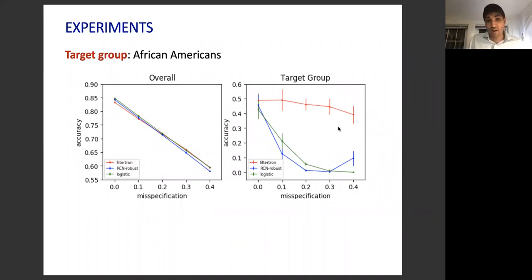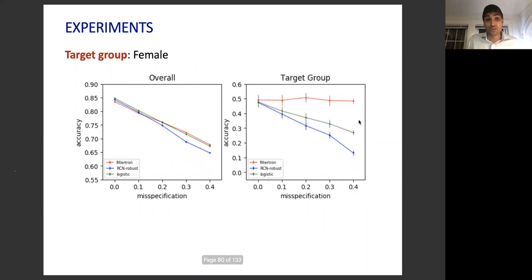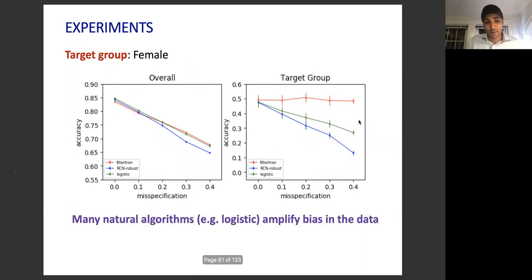And you can see that our algorithm has no such trade-off, basically. So it remains pretty flat across that target demographic group, even though it gets about the same overall accuracy. This is true for other target demographic groups. We tried a bunch of things in the paper.